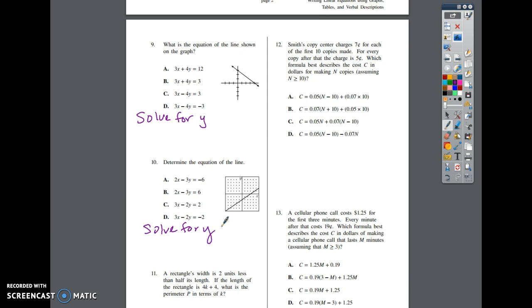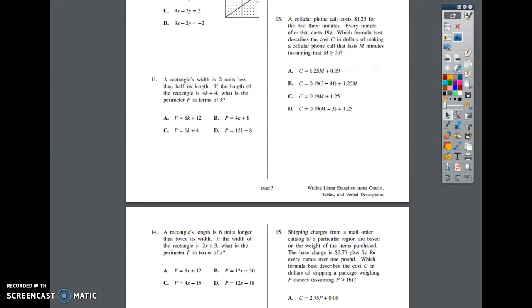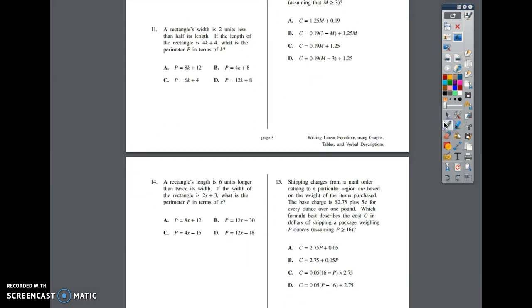Okay, I told you how to get rid of number 11 and 14. So I need you to cross out 11 and 14. Okay, so I'm going to show you how to do problem number 12. That way you know how to do number 13 and number 15.